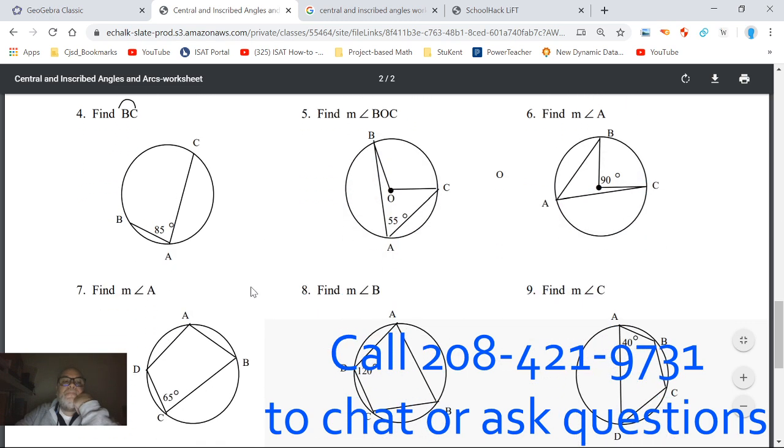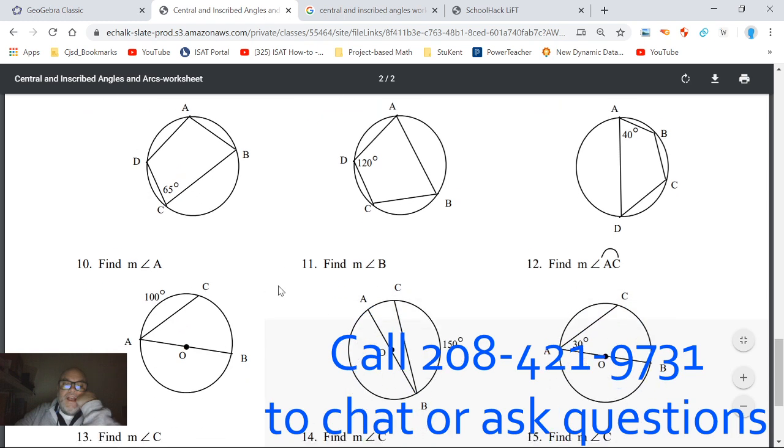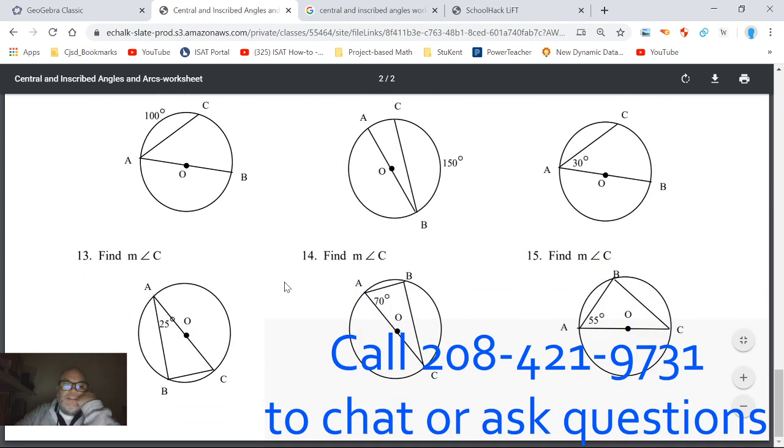If the inscribed angle is 85, then the arc is twice as big, if I'm going the other direction, right? If the angle is 85, then the arc is twice as big. So 2 times 85, which is 170. All right. Now let's see if I got something else I can do here.